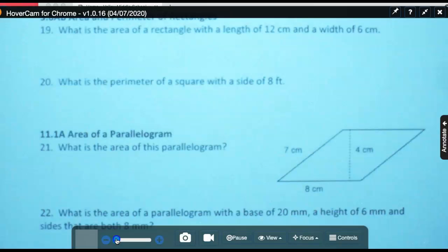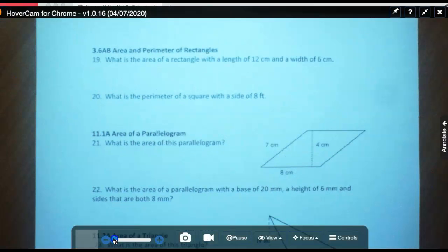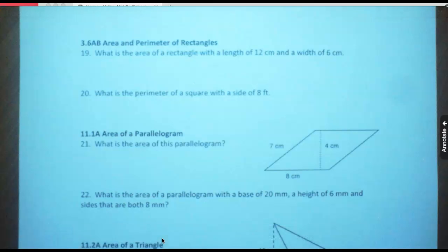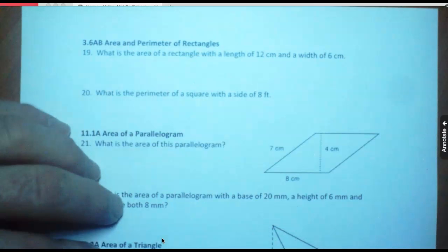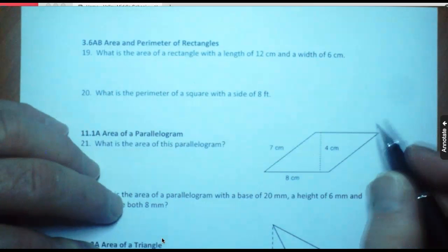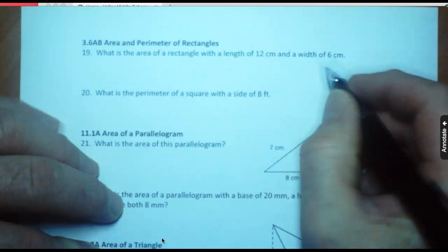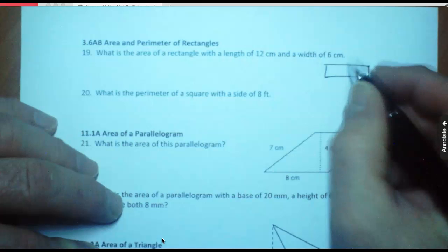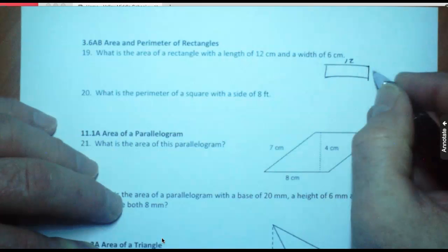Okay, let's take a look at the second page of this review here. So I'll get that a little bit bigger for you. There we go. All right, so what is the area of a rectangle with a length of 12 and a width of 6? So let's draw this out. So it has a length of 12. It has a width of 6.